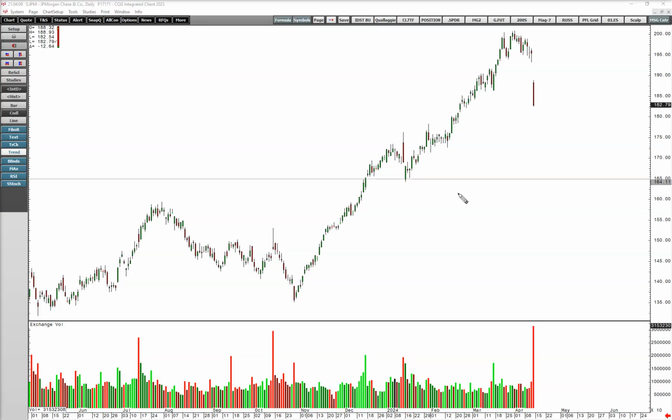Evening. It's Quant Trade Edge, and today I wanted to look at JP Morgan. Yesterday, Friday, JP Morgan announced earnings before the bell, and it gapped down and went straight down. How could we have known when it opened that it was going to go straight down?